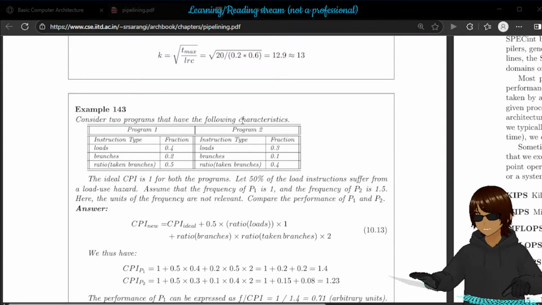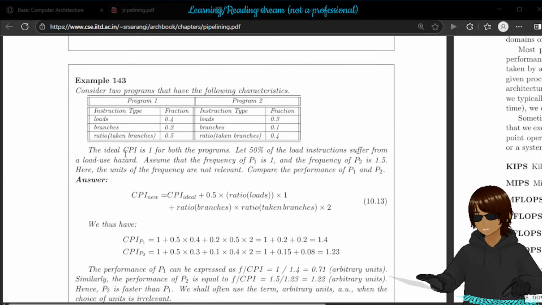Consider two programs that have the following characteristics. The load fraction is 0.4, branch is 0.2, over here it's 0.3 and 0.1, and the ratio of taken branches is 0.5 here and 0.4 here. The ideal CPI is 1 for both the programs.